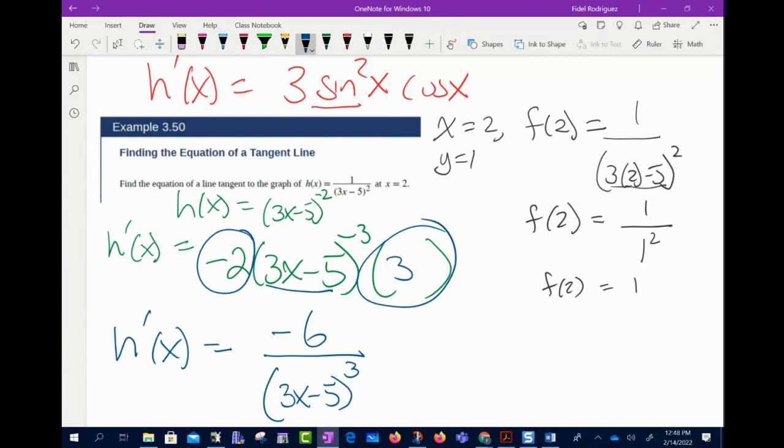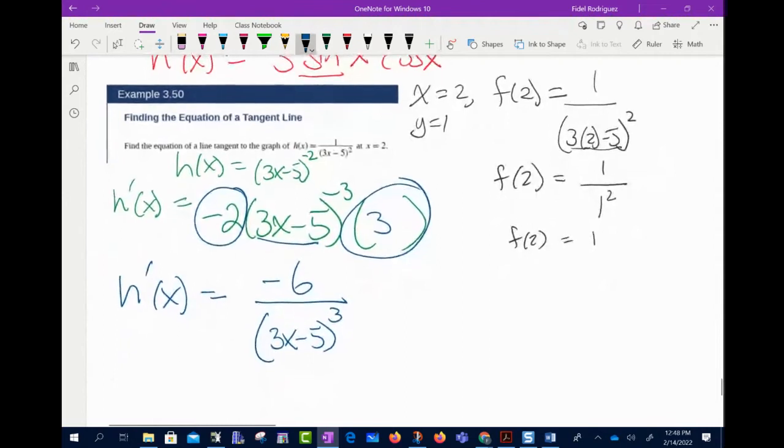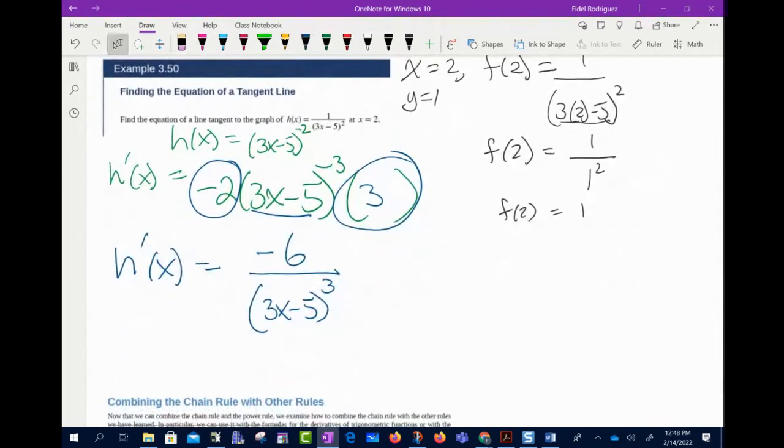Everybody agree to the third? Okay. Now, remember, we're finding the slope right now, right? Because when we take the derivative, that's going to give us the slope. Since we want to do this at x equals 2, we're going to find h prime at 2.